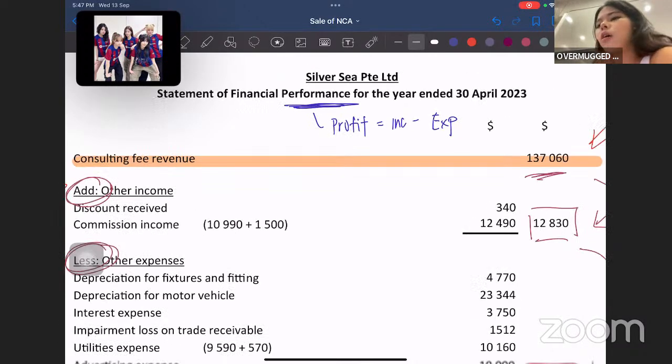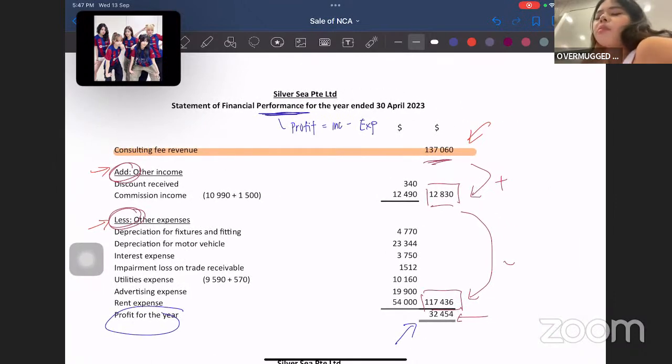So you'll realize that all the items in your statement of financial performance, they are all income and all expenses. Okay, you wouldn't find anything else aside from these two items. It will all be income and expense. And we know that when you net income and expense together, you will get profit.